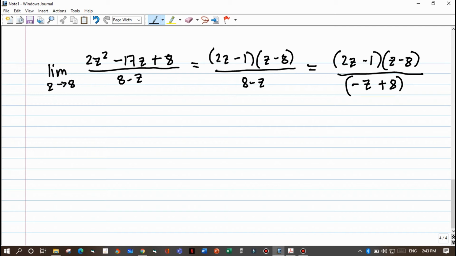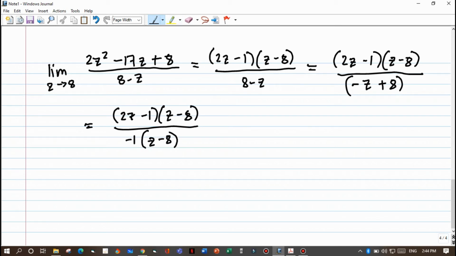Now still we cannot cancel them out, since this is positive z and this is negative z, this is negative 8 and this is positive 8. So we can pull out negative 1 in our denominator so we can cancel z minus 8. So by pulling out negative 1 in our denominator, we get 2z minus 1 times z minus 8 all over negative 1 times z minus 8.